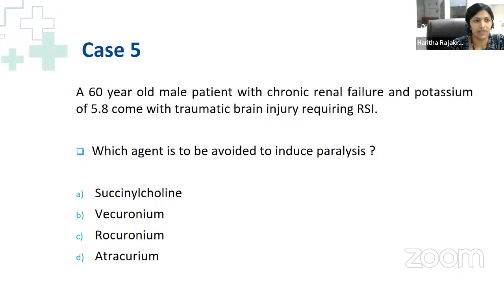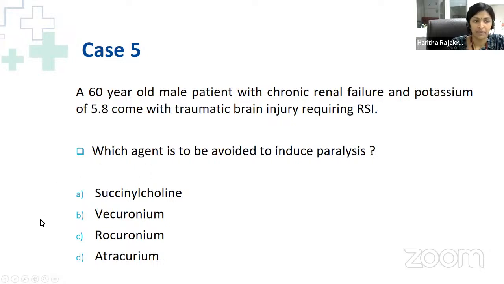I think by this time you must be able to answer this question because it's very easy. Here we have a 60-year-old male patient with chronic renal failure and potassium around 5.8. He has come in with traumatic brain injury and requires RSI. Now, which agent is to be avoided to induce paralysis? Is it succinylcholine, vecuronium, rocuronium, or atracurium?